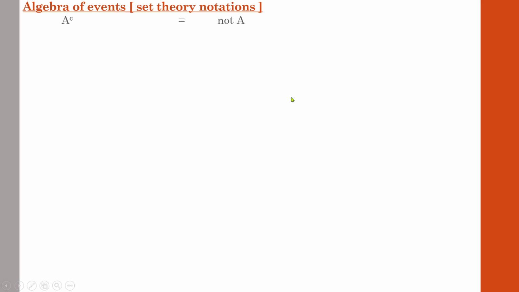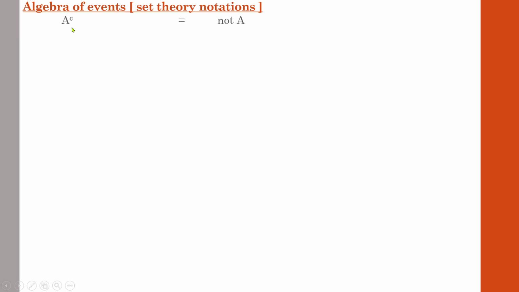A superscript C, otherwise known as A complementary. If you have gone through the previous sessions, I hope you know complementary. We have learned about the complementary concept in set theory, and A superscript C means A complementary. That means whatever you are dealing with, it does not include A. We have learned about that part in the previous class sessions, so I am not going further into that.